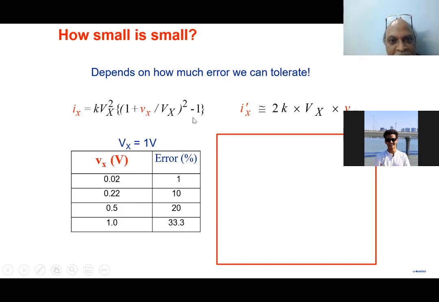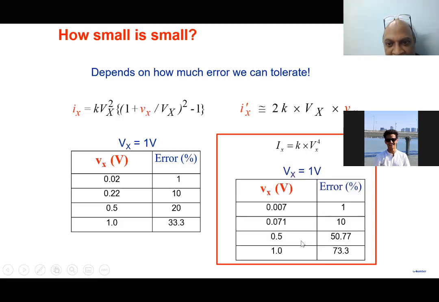But if your nonlinearity is a stronger nonlinearity, in this case it was a square relationship, quadratic, suppose I had an element which was Ix equal to K multiplied by Vx to the power 4. If I did an error analysis again, I would find this kind of a number. For less than 10% error, the incremental change in voltage across the element would have been 0.07 here. Only under this condition can I really model my element as a linear resistor with respect to incremental changes.